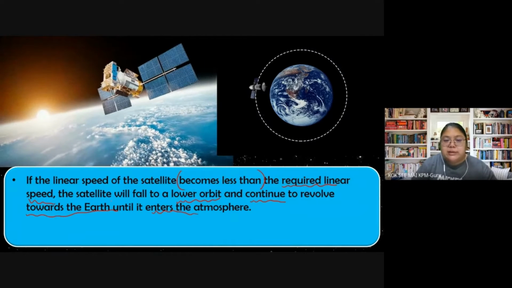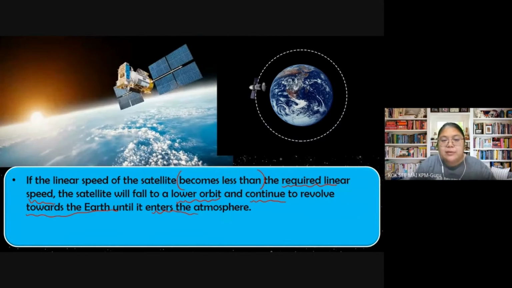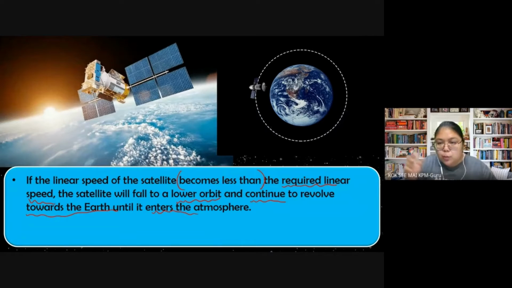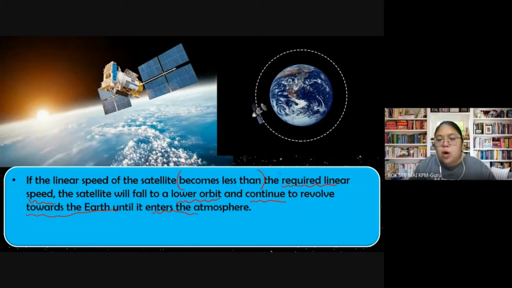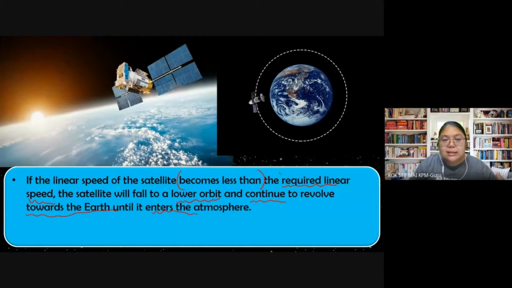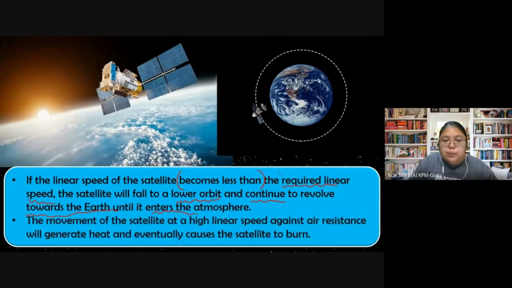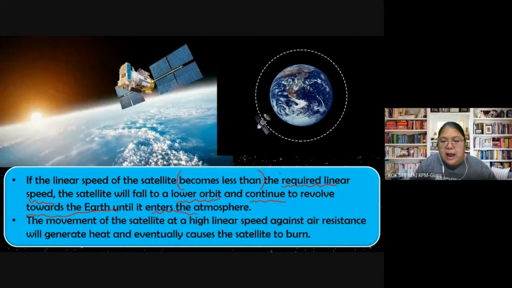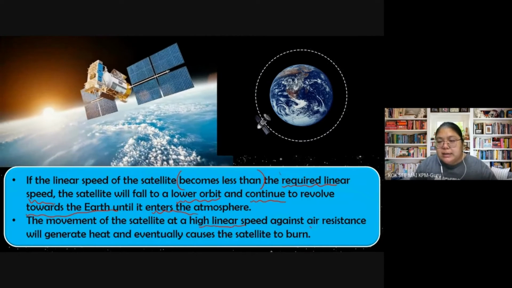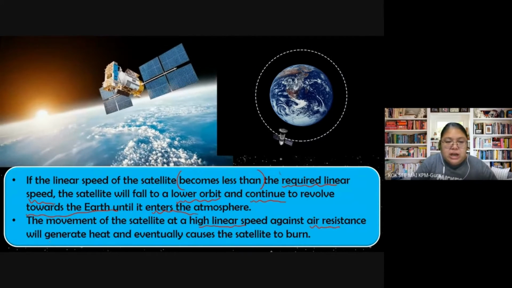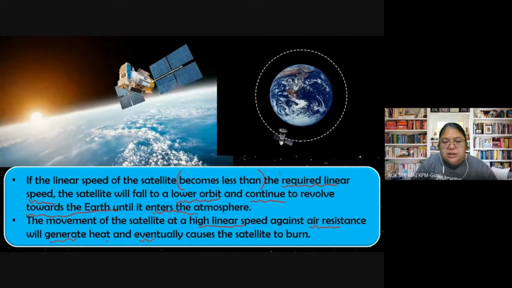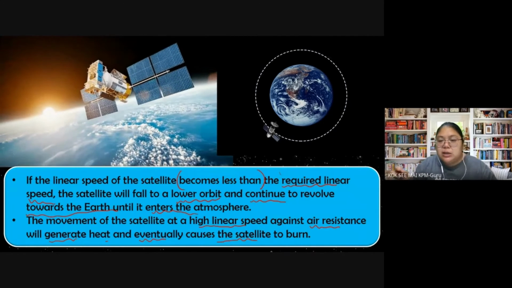So from here, if the satellite is lower, then after that, you will fall to a lower orbit, and you continue towards the Earth until you go into the atmosphere. The movement of the satellite at high linear speed against the air resistance will generate heat and eventually cause the satellite to burn.